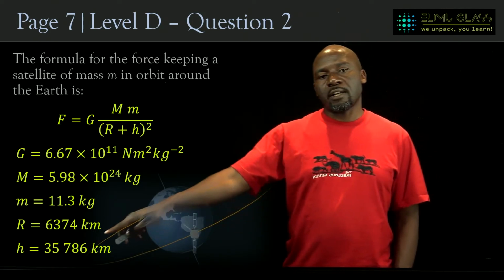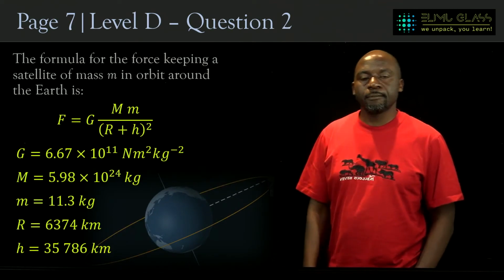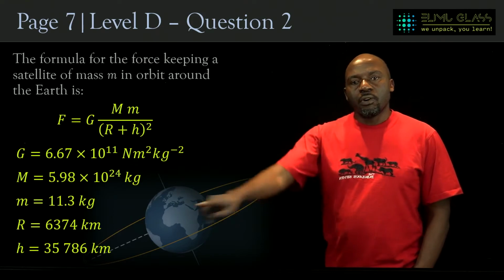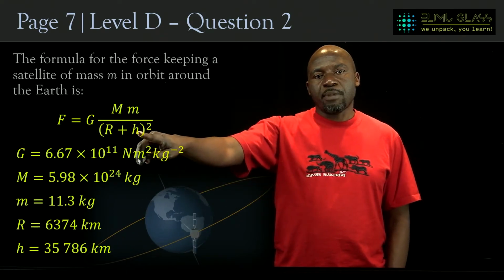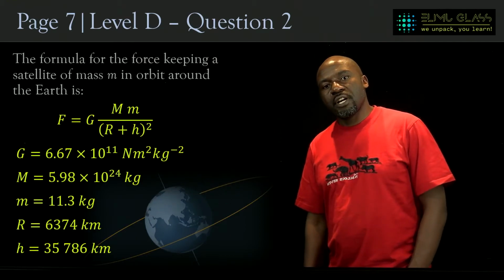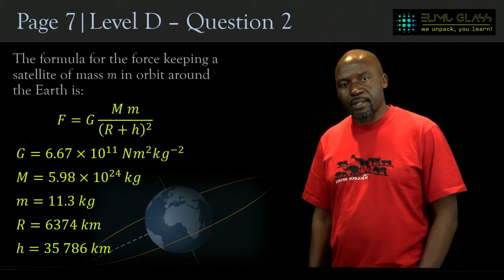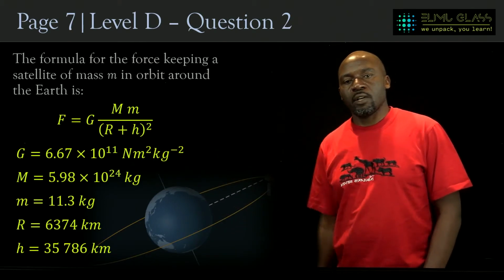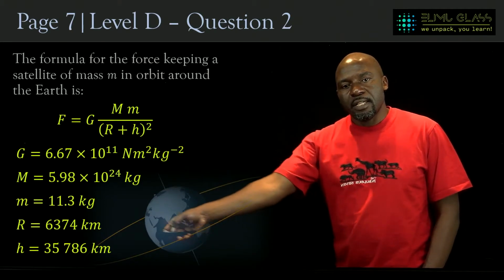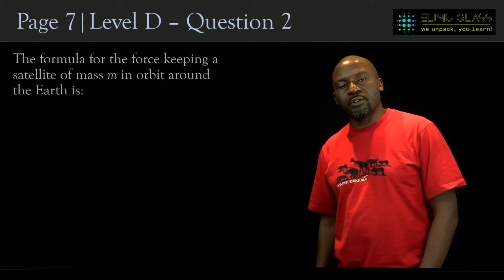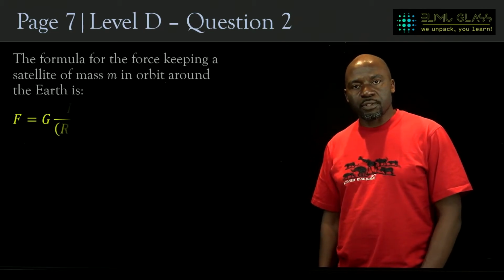Otherwise, most satellites are usually lower than this height. So this is a height above the Earth's surface. So h is referring to the height above the Earth's surface of the satellite, and r is referring to the radius of the Earth. So we need to substitute this data into that equation. But before we do that, the distances must be in meters if the force that we are calculating is going to be in newtons.